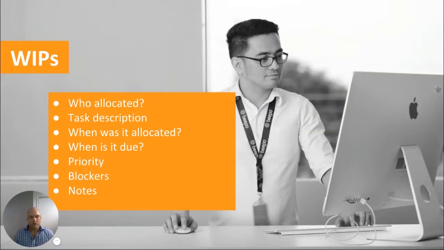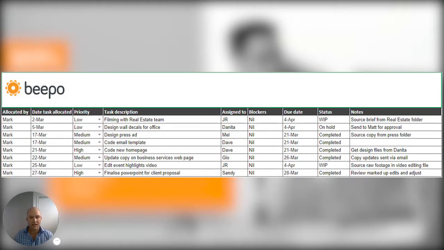Work in progress documents. This is just a piece of gold, and it's something that you can implement with your local staff as well as your offshore staff. And it's simply a spreadsheet. At the top of each column, it has those headings: who allocated you the task, what's the task description, when was it allocated, when is it due, what's the priority, what are the blockers, so what's preventing you from completing the task, and any notes that the staff member might have in relation to that task.